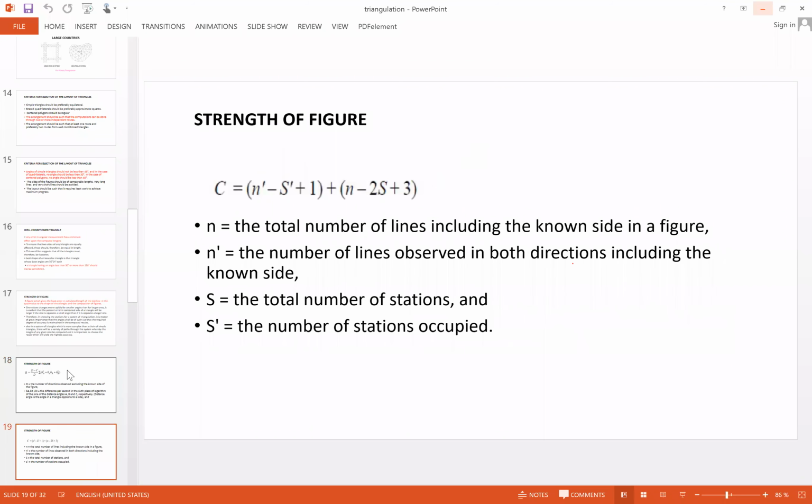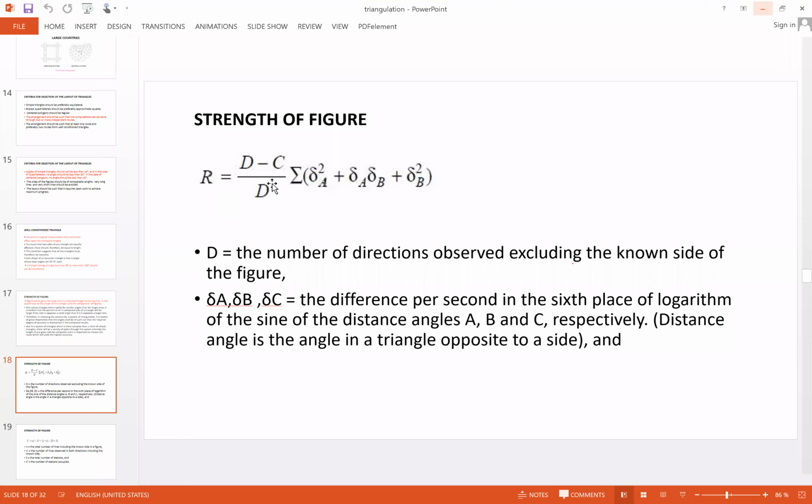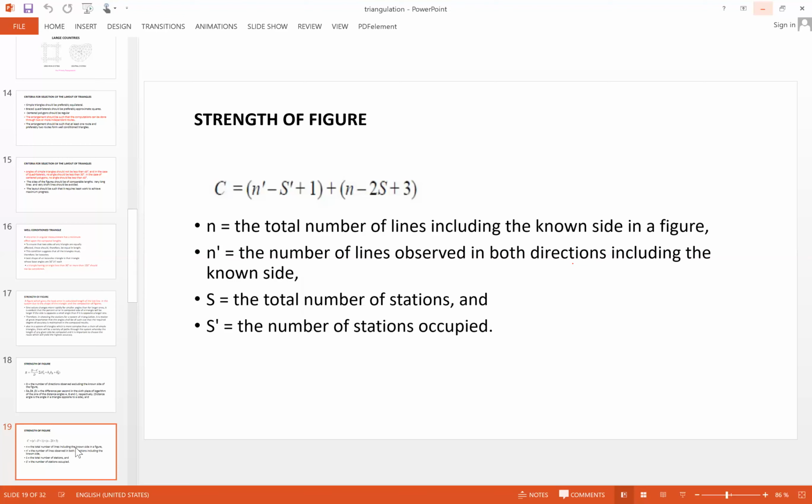Now the C that is used in this relationship, D minus C. Now how do we calculate the value of C? C is equal to (n dash minus s dash plus 1) plus (n minus 2s plus 3). Okay. Now what is n here? N is the total number of lines including the known side in a figure. Suppose in a triangle there are three sides, and one of the sides is known to us and the other two sides are unknown to us. So n will be 3 in this case.